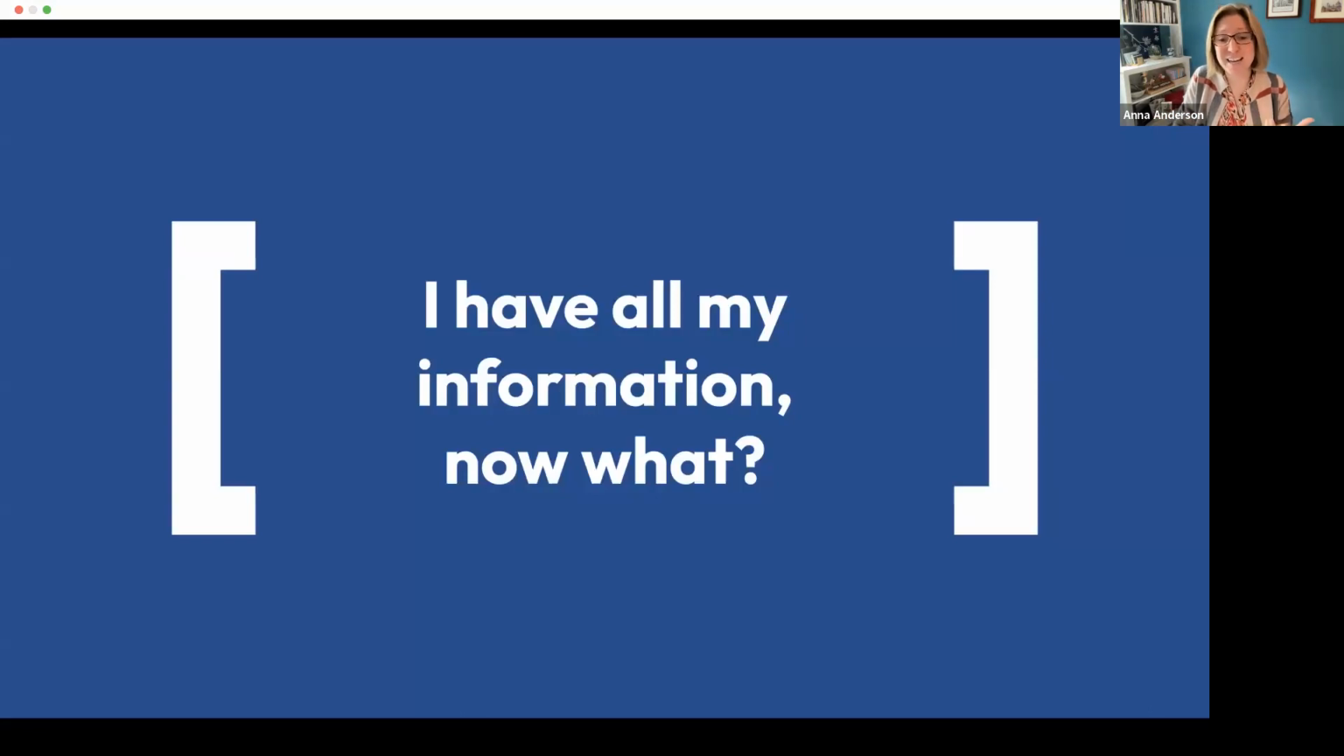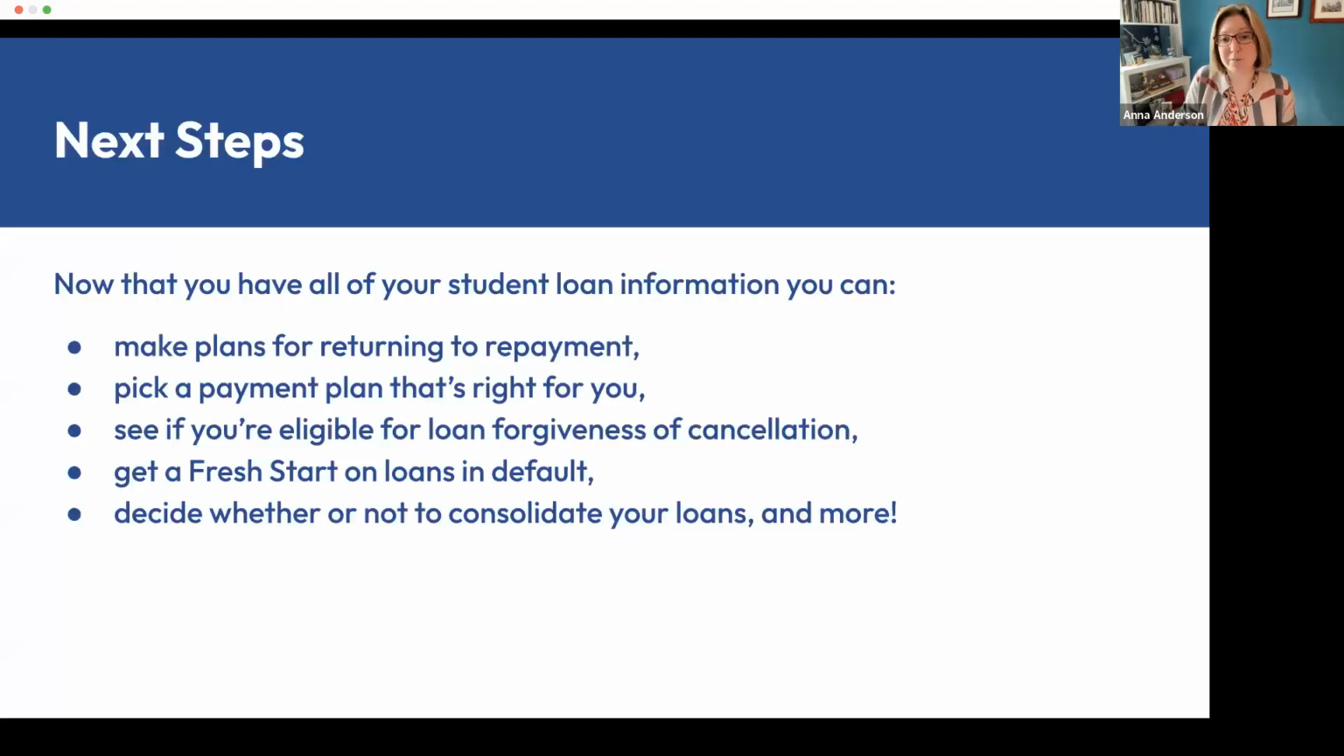So, okay, now we have gone over your student loan servicer, your student loan holder, your loan status, your loan type. You've figured out all that information. Now, what do you do with it? Well, once you have that information, now you can make plans for returning to repayment. You can pick a payment plan that's right for you. It might be an income-driven repayment plan like the New Save plan, or it might be the standard plan. It really depends on what your student loan goals are and what your own financial situation is.